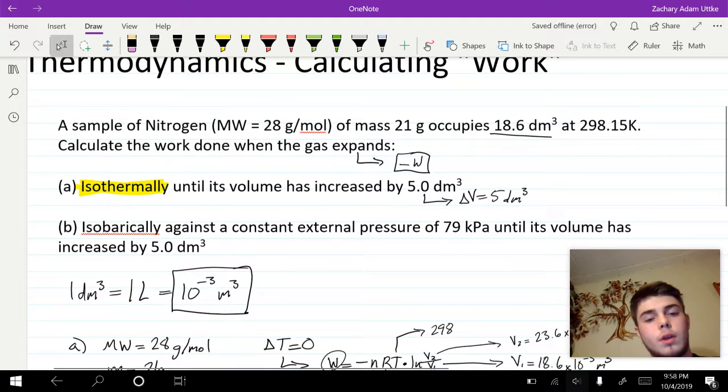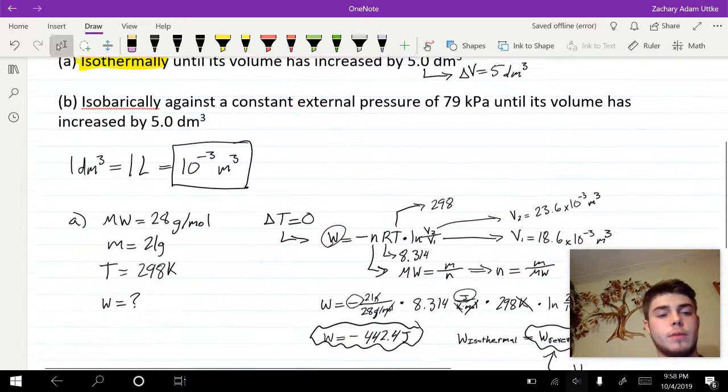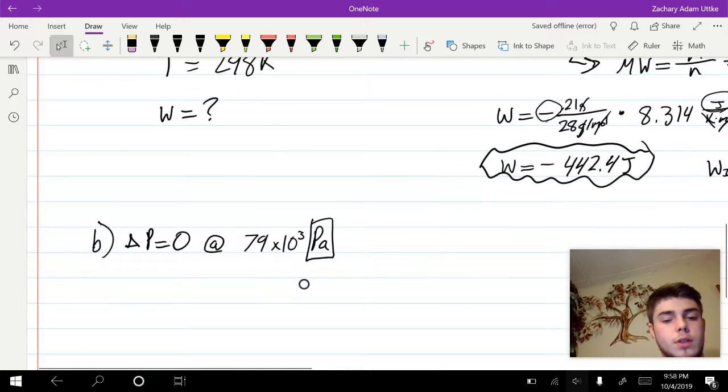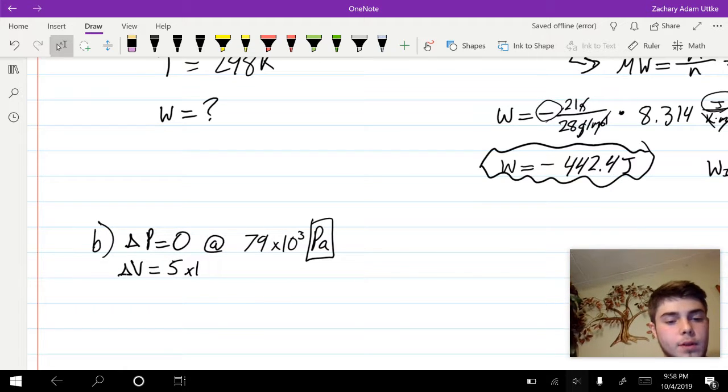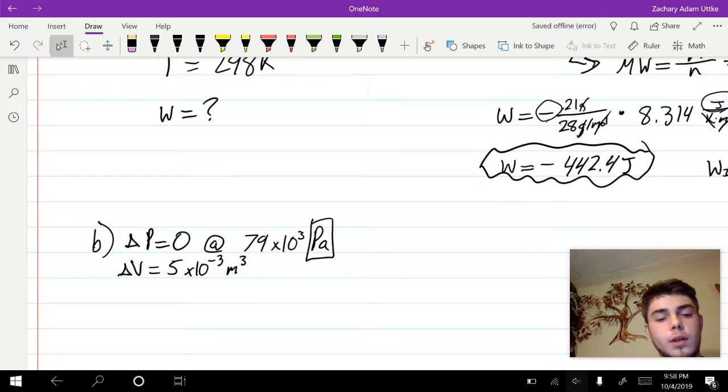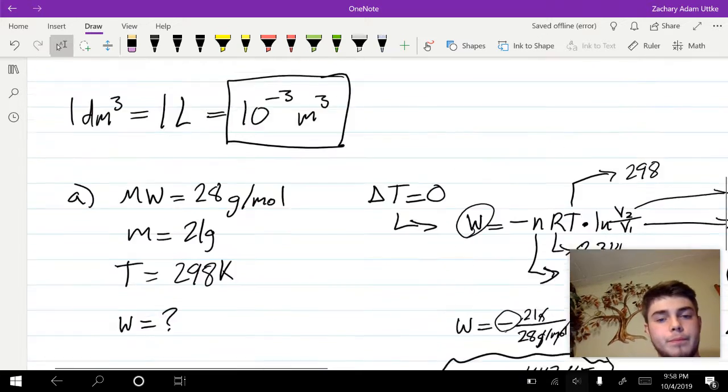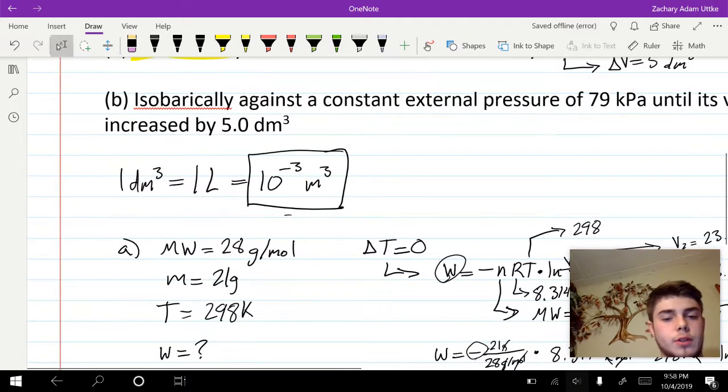So calculate the work done when the gas expands isobarically against a constant external pressure of 79 kilopascals until its volume has increased by 5 decimeters cubed. So again, volume is what's changing here. Delta V equals 5 times 10 to the negative third meters cubed. All I did was take decimeters cubed to meters cubed, which we can see in this relationship right here.